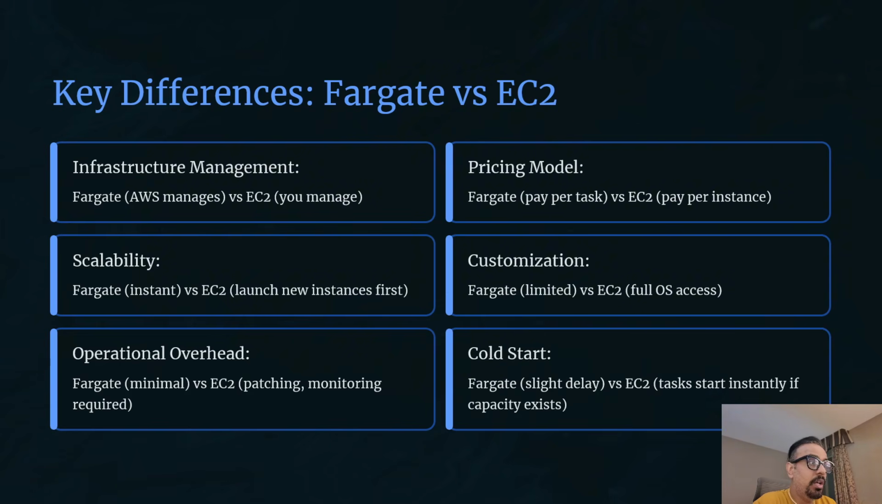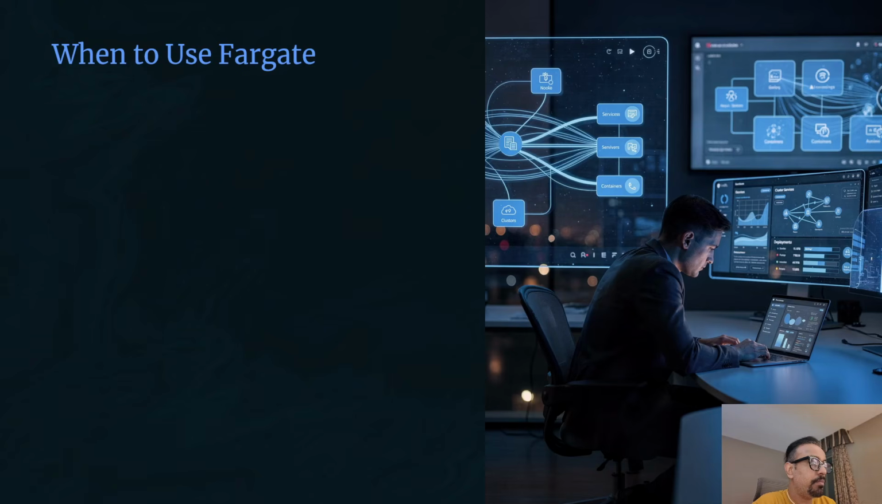Now, another important aspect is cold start. A Fargate task takes a few extra seconds to start because AWS provisions the resources in the backend, but EC2 tasks start faster if the instance is already existing in your cluster. Don't think that it will spin up an EC2 instance then. No. If it is already available and it is going to launch, that will be very fast compared to the Fargate task creation. Now, let's understand when to use Fargate.